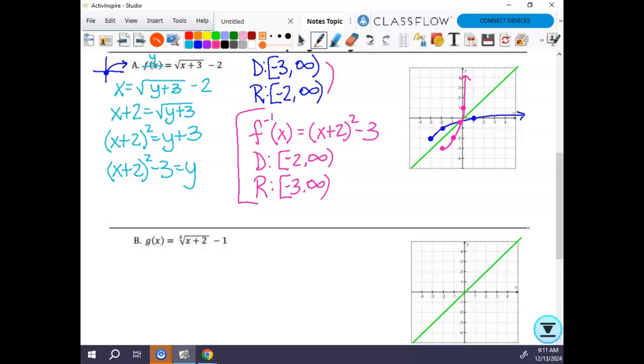And then you can see that your domain goes from -2 to infinity. Your range goes from -3 to infinity. All right. What questions do you have? Okay, perfect.